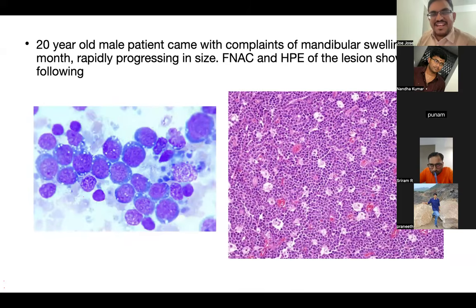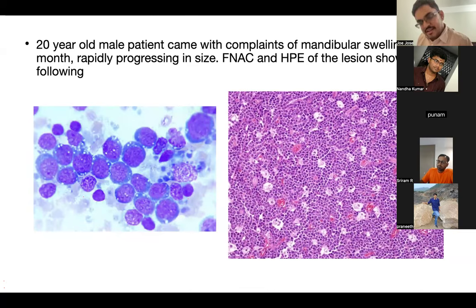I'll just refine that. This is all taken from a mandibular swelling. There's no bone marrow that is seen here. The first thing is an FNAC. In the FNAC, you're seeing medium-sized, similar looking cells with a round nucleus, with a thin rim of basophilic cytoplasm, with intracytoplasmic lipid vacuoles. That should point towards Burkitt's lymphoma.